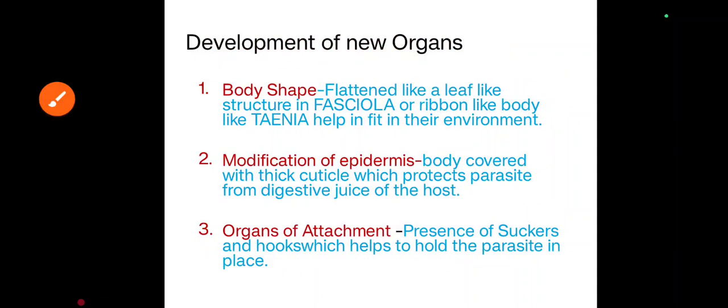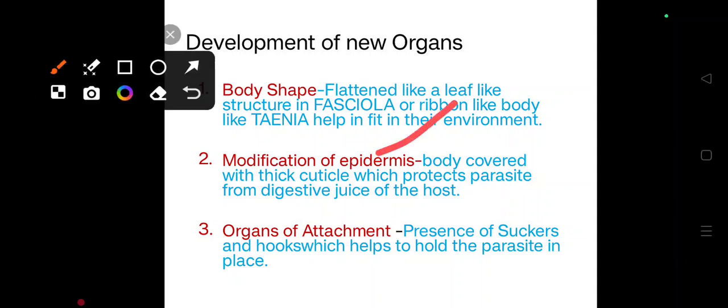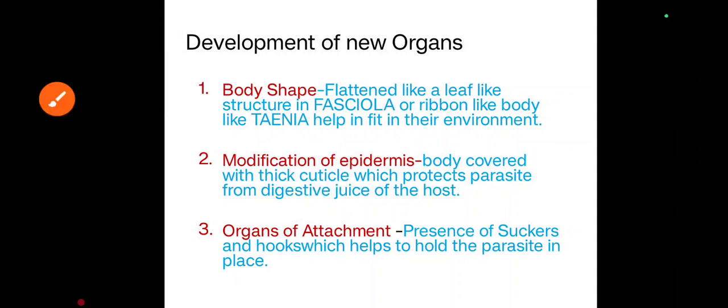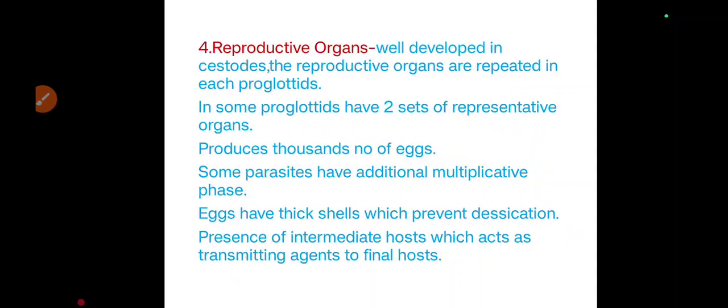As we all know, Fasciola has a leaf-like, flattened body structure. Taenia has a ribbon-like body structure. This flattened body helps them to fit very well inside a host body. Then modifications of epidermis. As we have discussed, epidermis is not found. It is modified into cuticle so that it protects the parasites from the digestive juice of the host. Then next, organs of attachment. Presence of suckers and hooks definitely helps them to hold the parasite in their respective places.